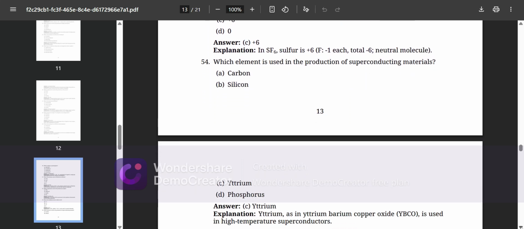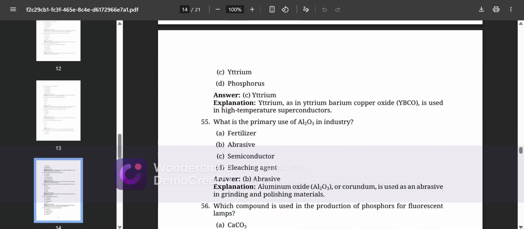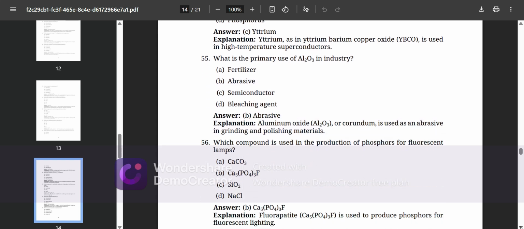Which element is used in the production of superconducting materials? Yttrium. Yttrium, as in yttrium barium copper oxide, is used in high temperature superconductors. What is the primary use of Al2O3 in industry? Abrasive. Aluminium oxide Al2O3 or corundum is used as an abrasive in grinding and polishing materials.